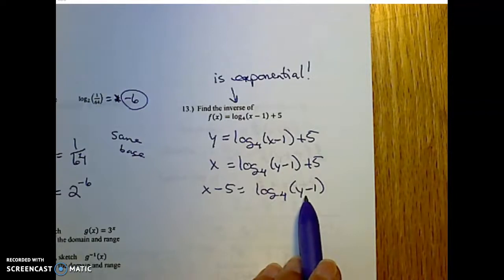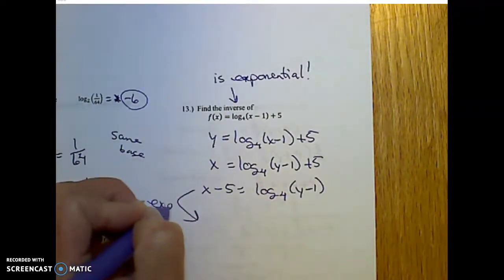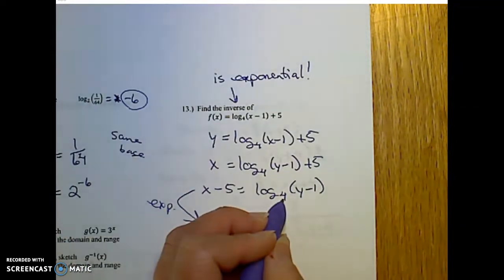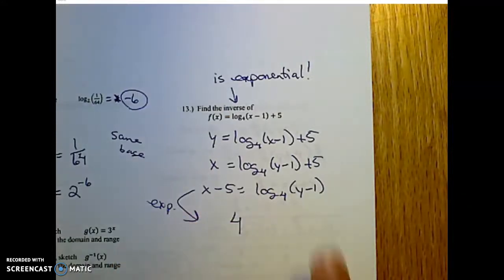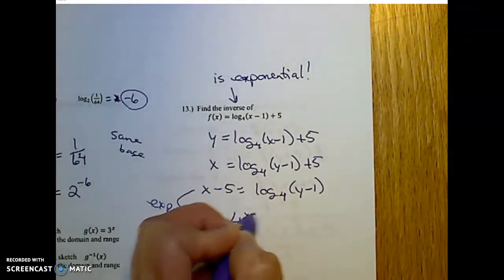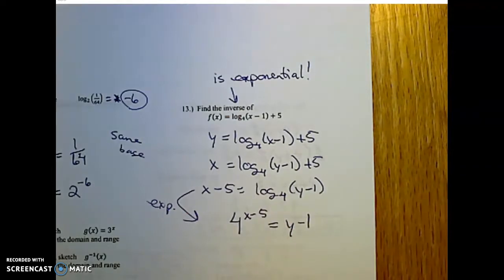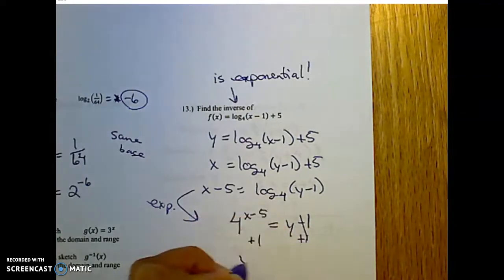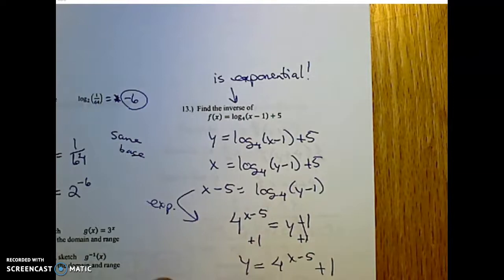How do I get a y out of a logarithm? I rewrite this exponentially. Same base switch it. The base of the logarithm becomes the base of the exponential. 4 was with the y minus 1, now 4 is with the x minus 5, is equal to y minus 1. Aha! I just got that y out of the logarithm. I'm left with y equals 4 to the x minus 5 plus 1.